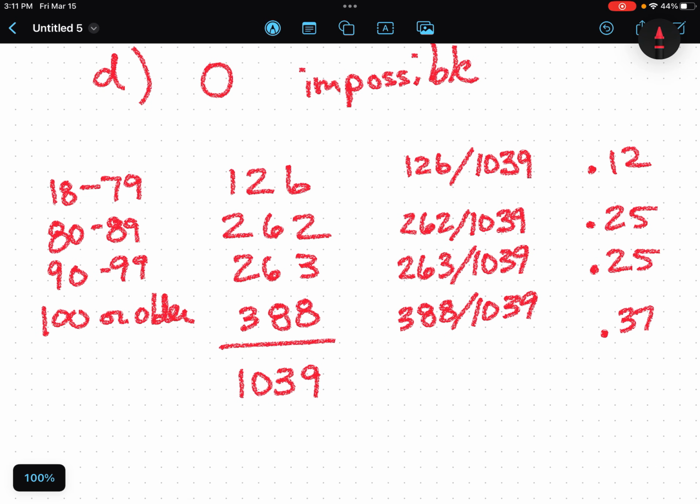Just so you know. Part B, is it unusual for an event to want to live between 18 and 79? No, it's not unusual because your number is 0.12. Remember, it's unusual if it's less than 5%. Okay, that was number 15.